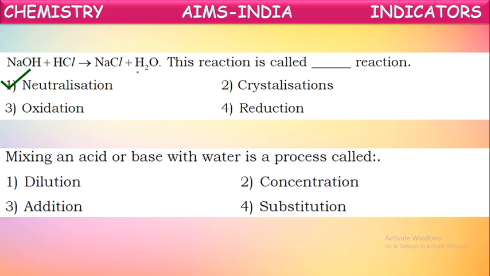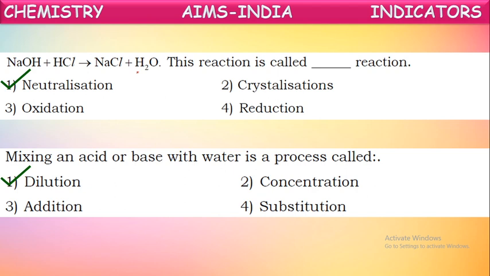Next, mixing an acid or base with water is a process which is called. What is the process called? When an acid or base is mixed with water, then that process is called, yes, dilution. Dilution means addition of water, or adding these acids and bases to water, is called dilution.